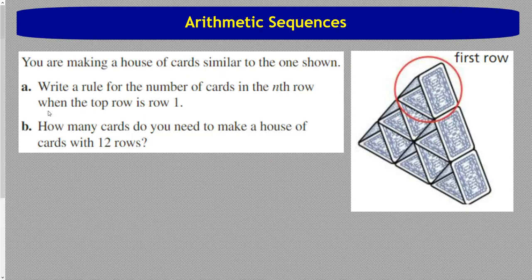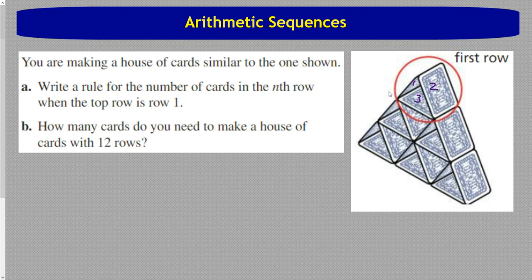Here's another version of that. You're making a house of cards, similar to this one. Write a rule for the number of cards in the nth row if the top row is row 1. So we're saying this is the first row, and we're going to count all 3 of these cards. So 1, 2, 3. We'll say that is the top row. Okay. So how many cards would you need to make a house that has 12 rows? I'm going to give you a couple minutes with that. Go ahead and pause this and then come back.